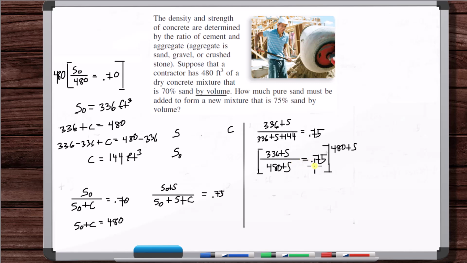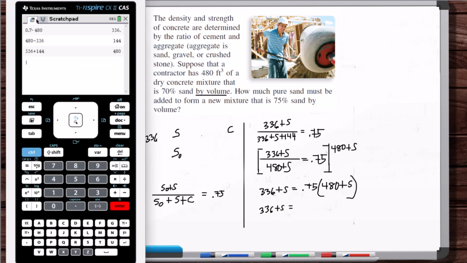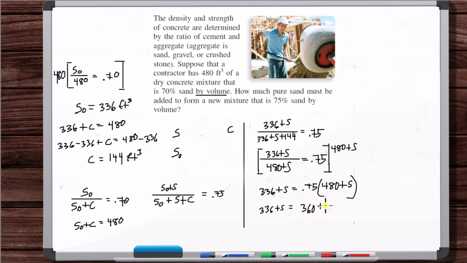So this is 0.75 over 1. You multiply 0.75 times all of this, and then 336 plus S times 1. Okay, but we get what? So we get 336 plus S is equal to 0.75 times 480 plus S times all of that, like as a group. Okay, so 336 plus S is equal to 0.75 times 480, 360, plus 0.75 S.